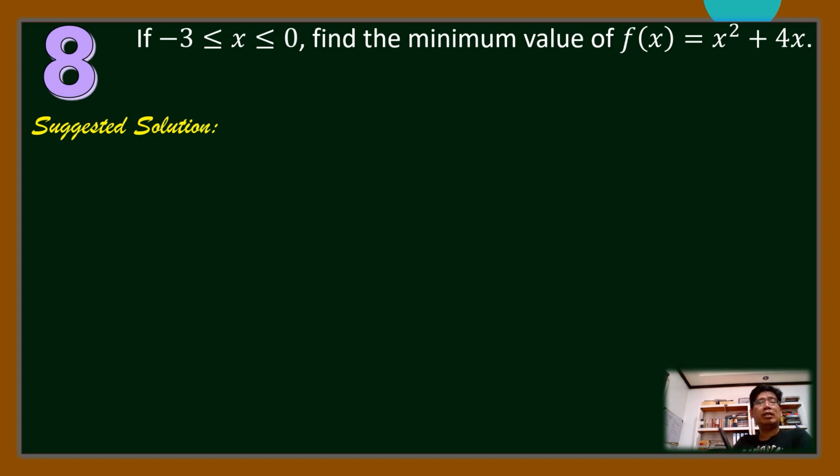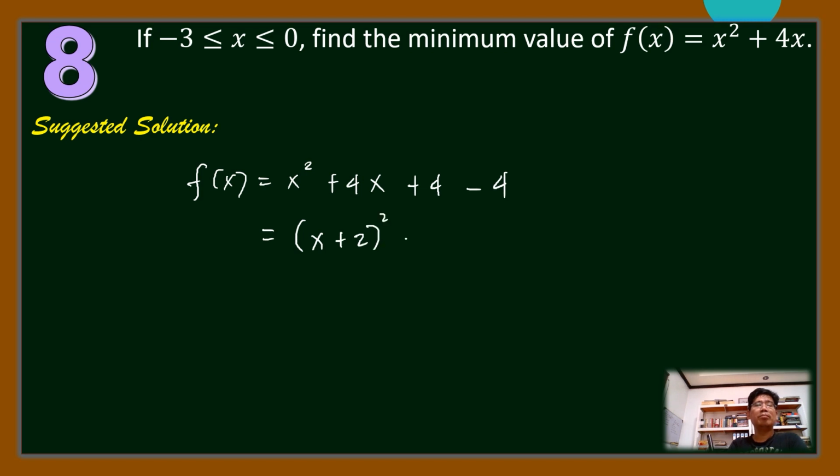Hence, let us translate the equation of the parabola into its vertex form. So we have f of x is equal to x squared plus 4x. Completing the square, we have plus 4 minus 4. Then the vertex form of this equation of the parabola is x plus 2 squared minus 4. And the vertex of the parabola is at negative 2, negative 4.